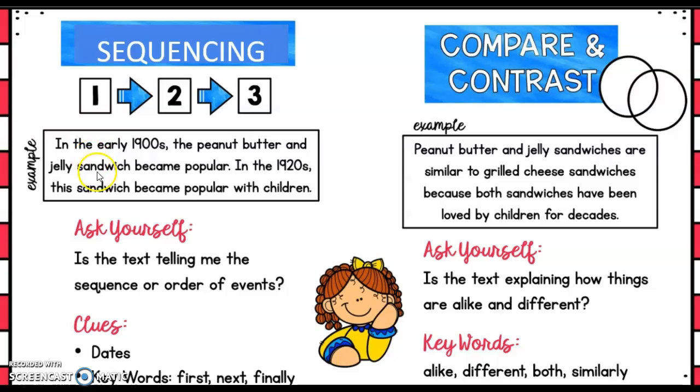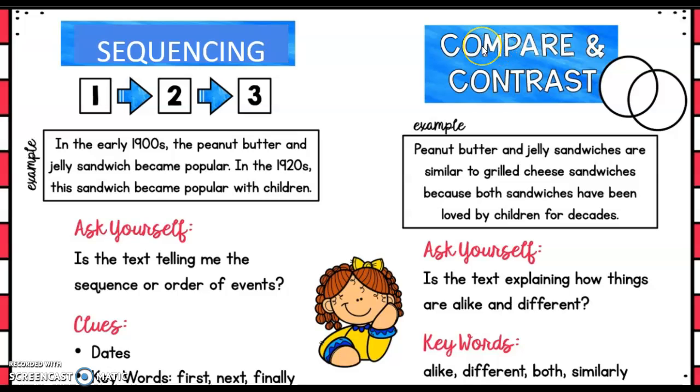Here, in order to identify a sequence, you are going to ask yourself, is the text telling me a sequence or order of events? Let's look at this example. In the early 1900s, the peanut butter and jelly sandwich became popular. In the 1920s, this sandwich became popular with children. So our clue that this is a sequence is one, they give us dates, 1900, 1920s. And then our keywords are first, next, and finally.